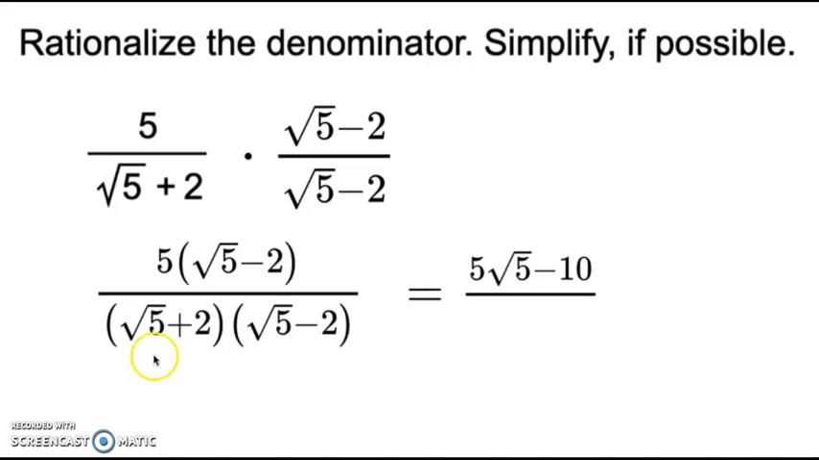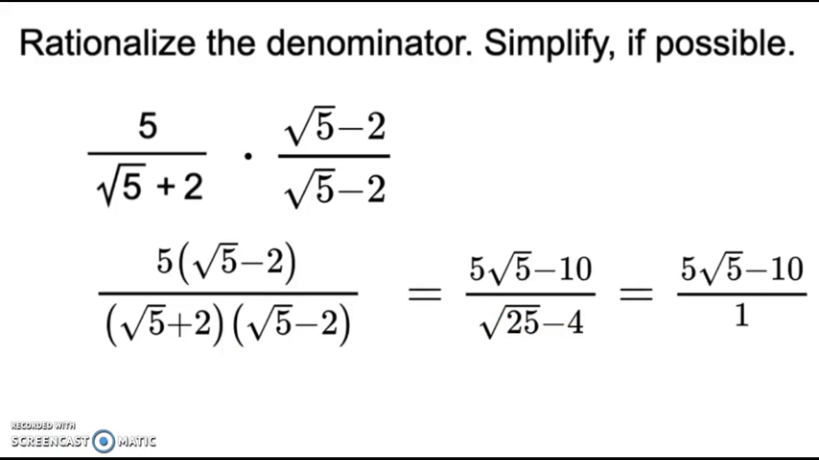On the bottom, we can multiply using what we know about differences of squares. We can just multiply the first two terms together and the last two terms together. So radical 5 times radical 5 gives you square root of 25, and 2 times negative 2 is negative 4. Now the square root of 25 is 5, and 5 minus 4 is 1.